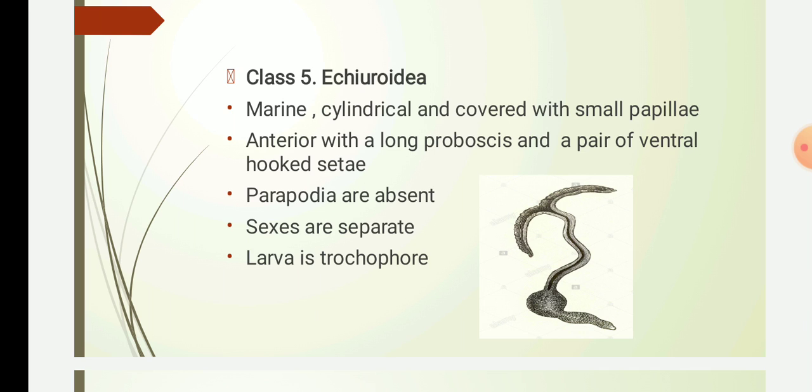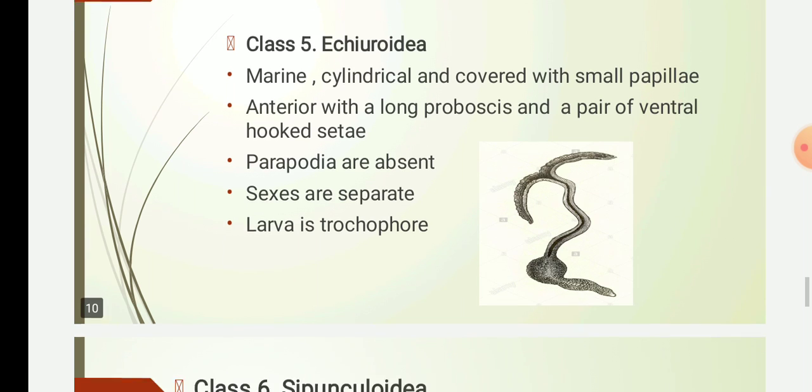The anterior end is provided with a long, highly contractile preoral proboscis and a pair of ventral hooks situated at the anterior portion, whereas the anus is at the terminal part, that is at the posterior end, and parapodia are absent. In the class Echiuroidea, the coelom is large and undivided, whereas sexes are separate. Development is indirect, that is they show a larval stage, the trochophore larva. The example of this is Bonellia. This is the picture of Bonellia.